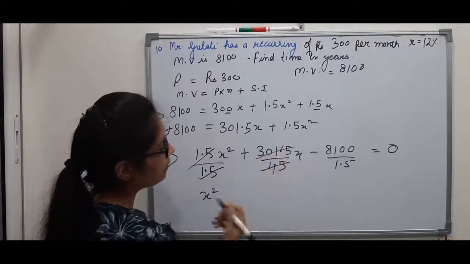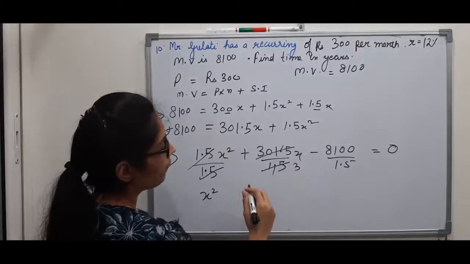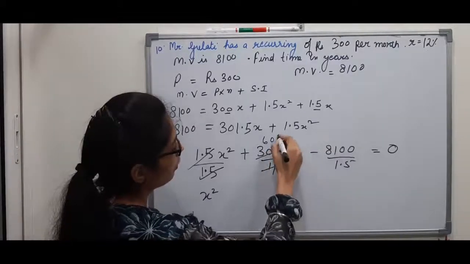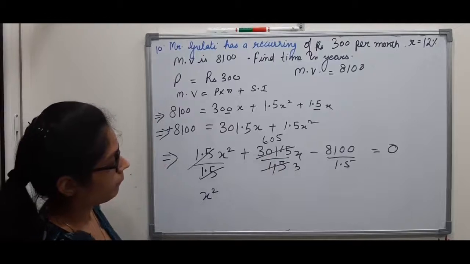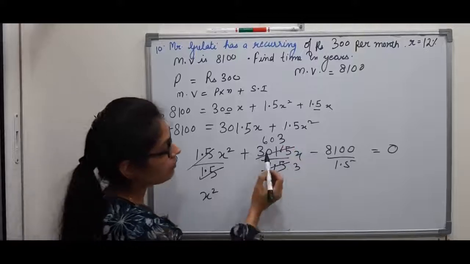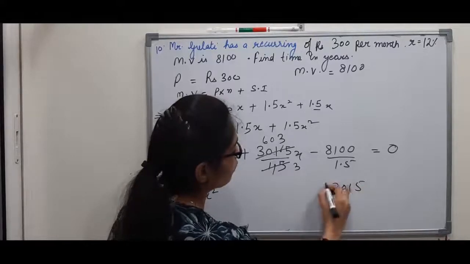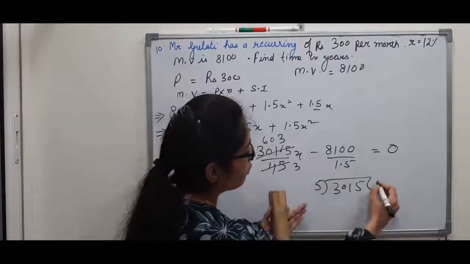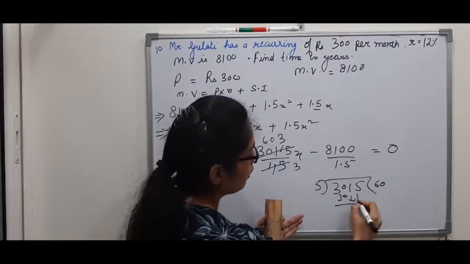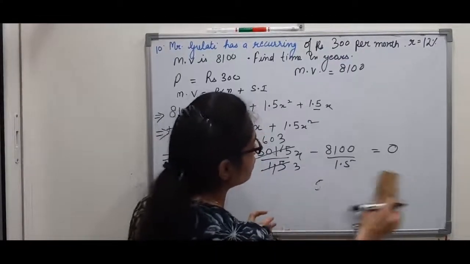Now I will do cancellation on the table of 5 because both are multiples of 5. 3 into 5 is 15 and 5 into 6 is 30. So 603 I will get. If I do cancellation on 5's table, 5 into 6 is 30, 0 I will get here. You can see 3, 0, 1, 5 I will do on 5's table. 5 into 6 is 30. 1 is a smaller number, so I will put 0 over here and I will take 5 also. 5 into 3 is 15. So I got 603.